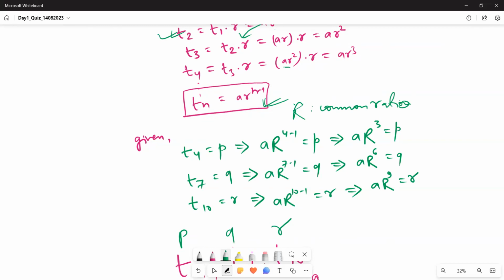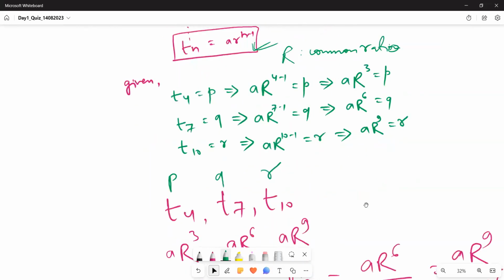T7 equal to Q, it is given, right? Now when we calculate the T7 value, A R to the power 7 minus 1 equal to Q, that is A R to the power 6 equal to Q. Now T10 is given as R. So we use this formula and calculate A R to the power 10 minus 1 equal to R. Now we can see that A R to the power 9 equal to R.